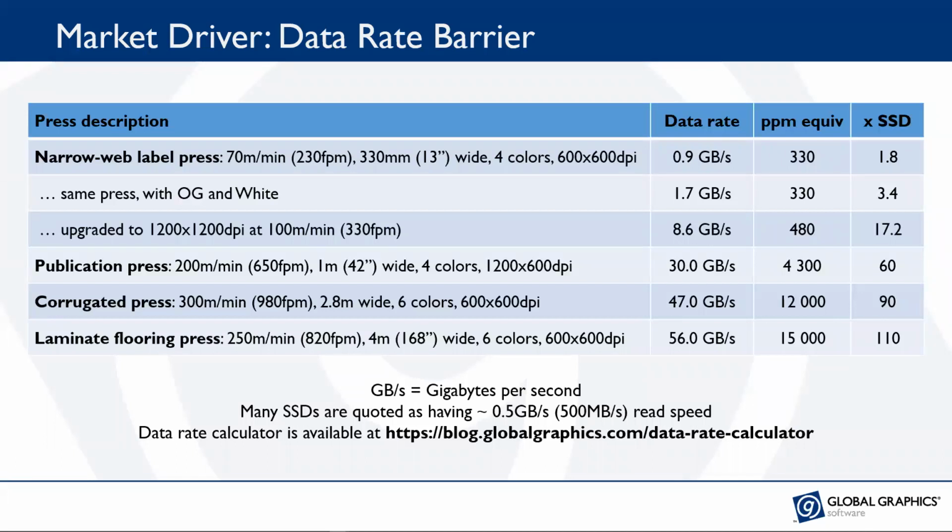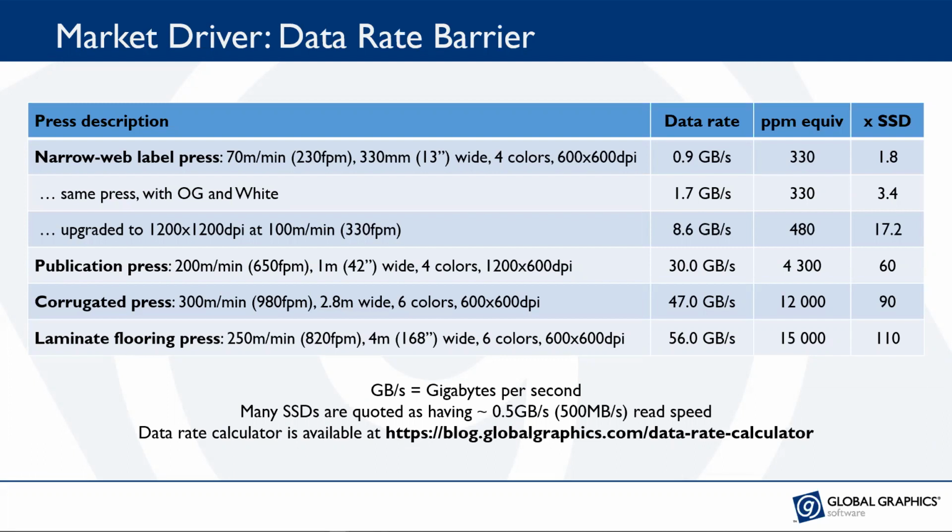Let's see what kinds of data rates we're really talking about here. So this table has been created using the data rate calculator you can reach via our blog, and the link's down the bottom there. I won't talk through all the numbers, but the main point is that even the narrow web 4-color press requires a data rate almost twice as fast as an SSD can manage. And that's based on having a 500 megabyte per second read speed, which is the fastest they can achieve at the moment. And obviously writing will be slower than that.